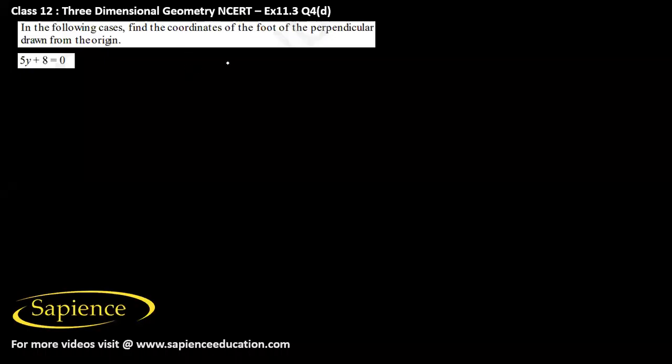So here it has been told: in the following cases, find the coordinates of the foot of the perpendicular drawn from the origin to this plane. So if we have a plane, suppose let's say the plane pi1, its equation is ax plus by plus cz plus d equal to 0.